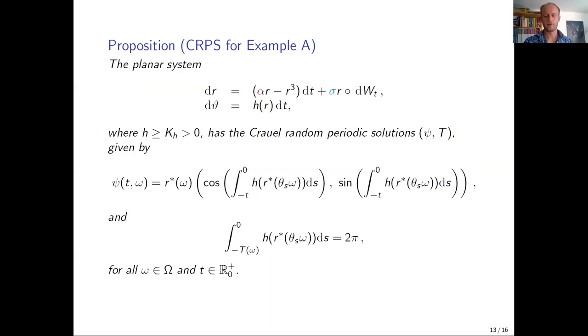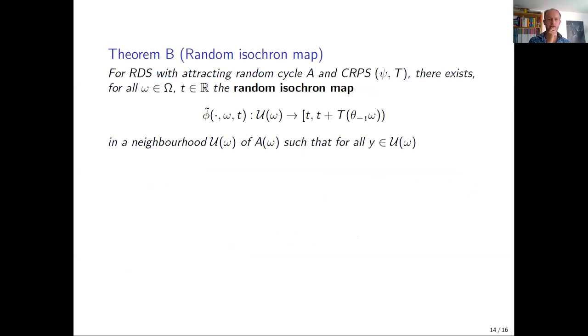I just want to finish now with how we can use that for the isochron map in the random case. And the idea is the following. So again, we look at this random dynamical system, RDS, with an attracting random limit cycle, and we assume it has such a Kral random periodic solution. And then we can define now the random isochron map. So this is now something which depends on omega, but also on time because of the non-autonomous dynamics. And we define this in a neighborhood of the random limit cycle such that we have this asymptotic phase indeed.